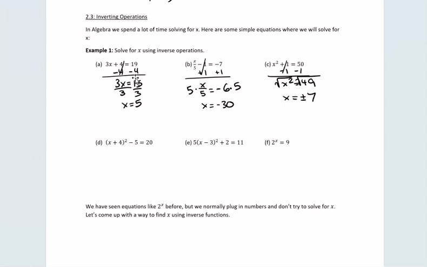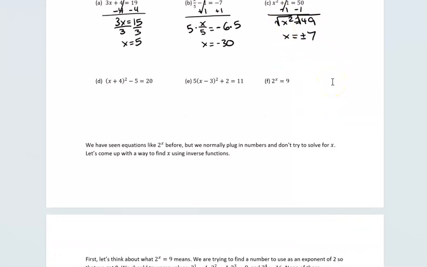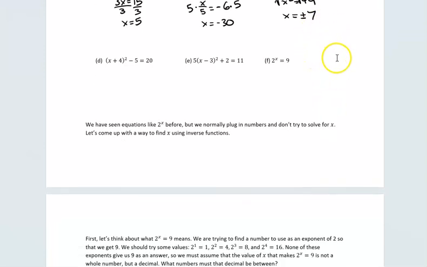Because we took the square root, we don't know whether we started with a positive number or a negative number, so you have to put plus or minus anytime you take the square root of a number. We'll do that again in parts D and E, just in case you needed to see it again.